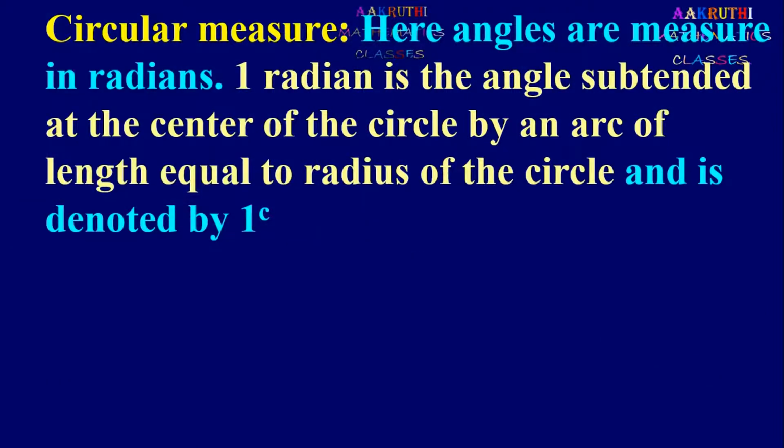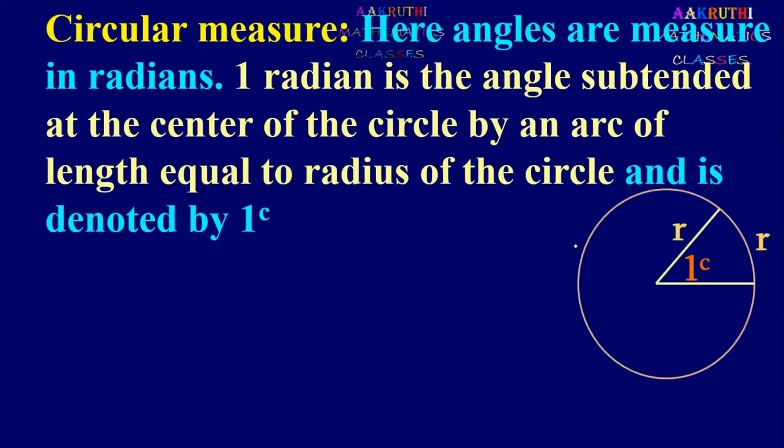Now first we see what is circular measure. Here angles are measured in radians. Now what is 1 radian? 1 radian is the angle subtended at the center of the circle by an arc of length equal to the radius of the circle, and it is denoted by 1c.